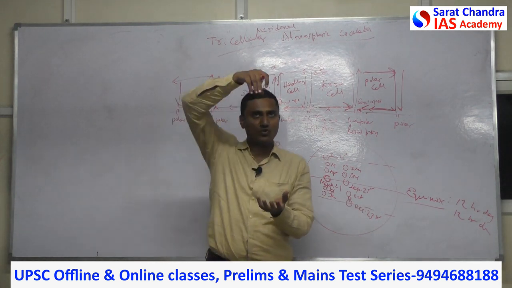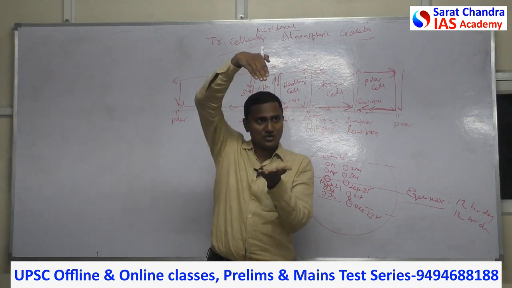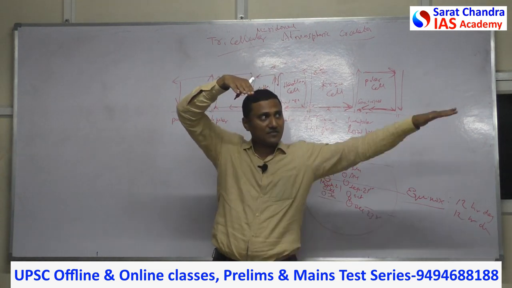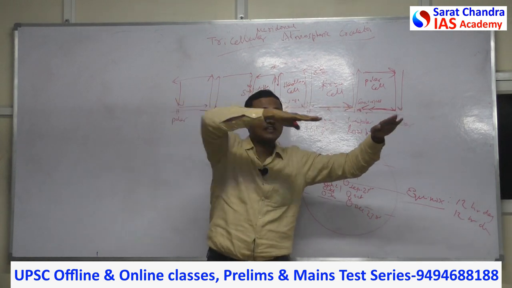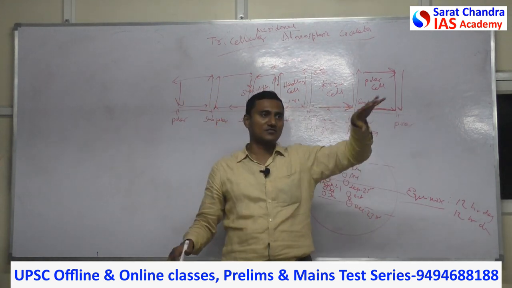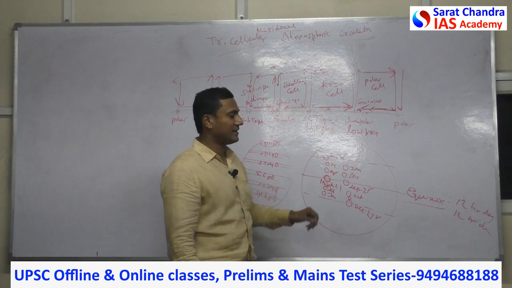Friends, when the sun is above, the sun rays fall vertically, so more rays can fall. When the sun is away, they fall slantingly, so fewer rays fall there, okay? That's how tropical areas are very hot.